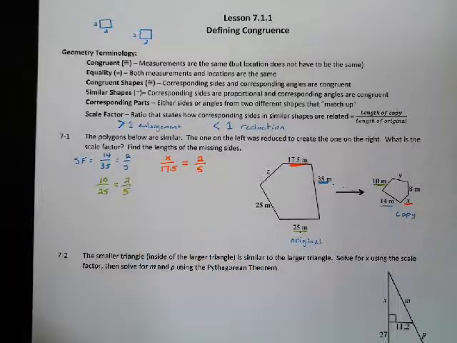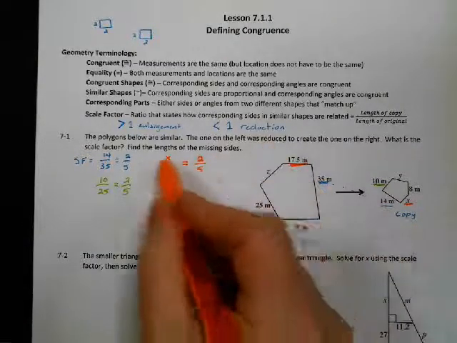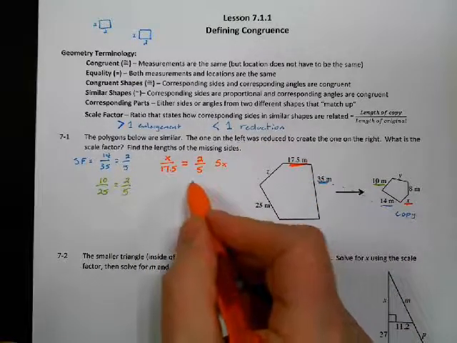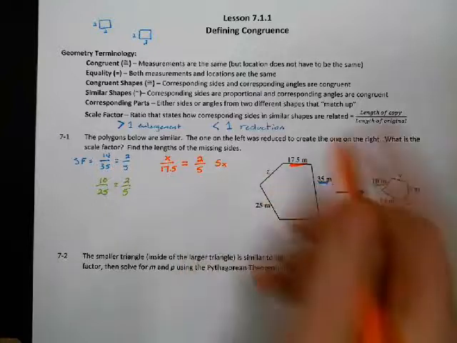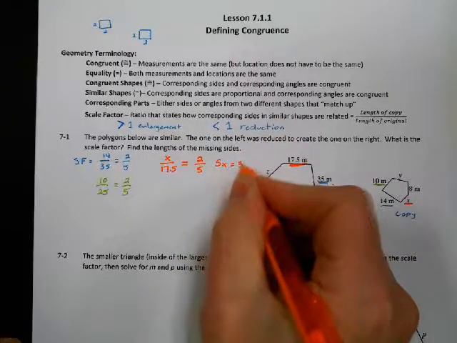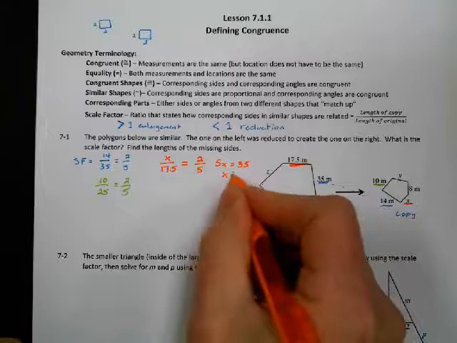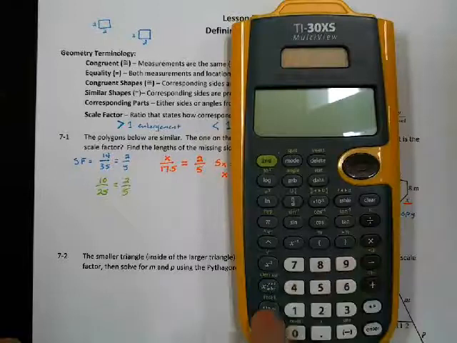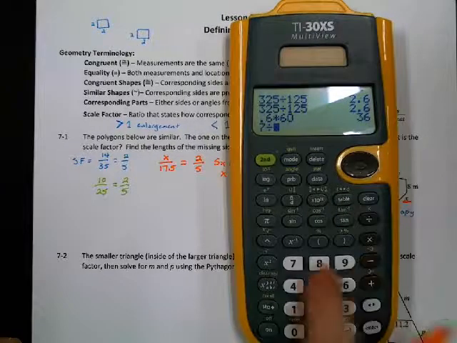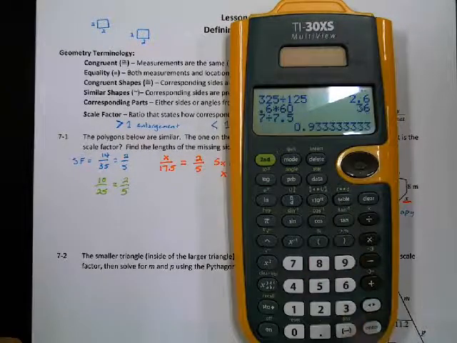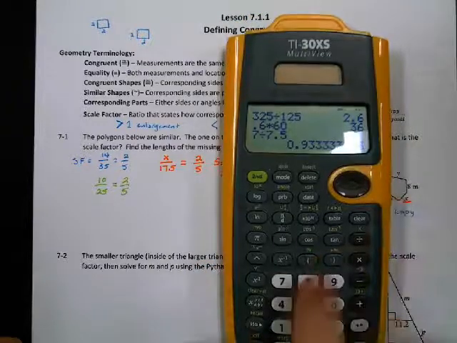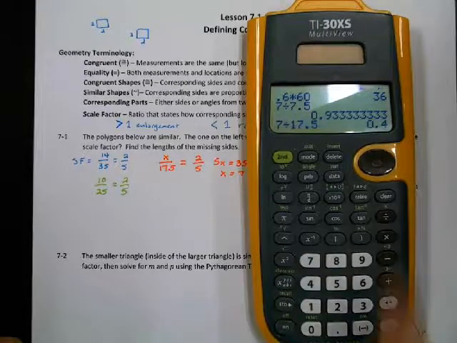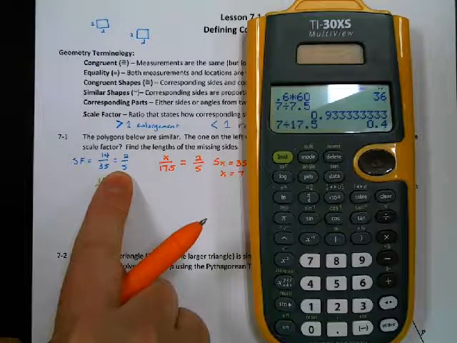And now we can just do cross products to find out what our answer is going to be. 5 times X is 5X. 2 times 17.5 would be 35. Divide by 5, and now we know that X is 7. And if I do 7 divided by 17.5, I get 0.4, which is 2/5. So that makes sense. It has the same ratio.